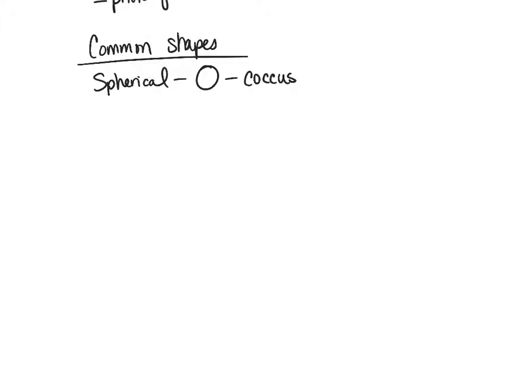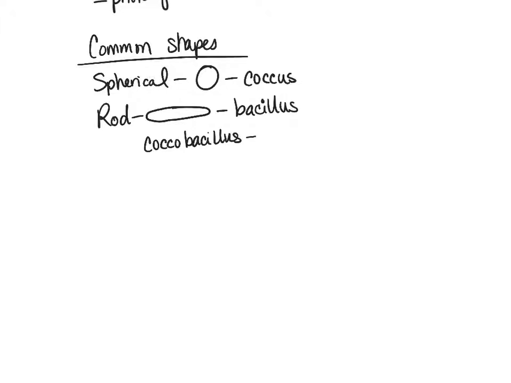So coccus is spherical. We also then have a rod shape. And rod shape, so something that's quite long like this, like a rod, this is bacillus. We also then can have the combination of the spherical and the rod shape, which we would call coccobacillus. And that's kind of this not quite round, but not quite rod-shaped. It's more of an oval-shaped bacteria.